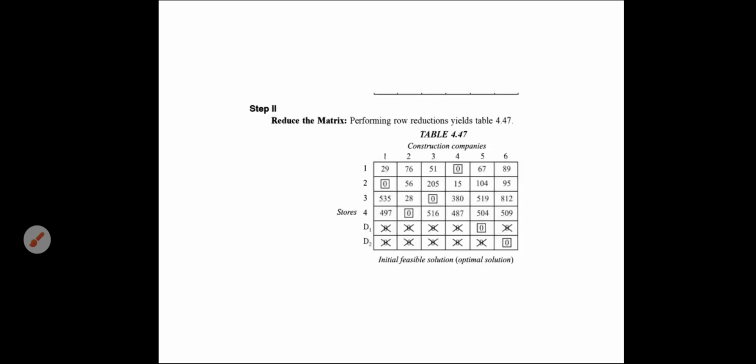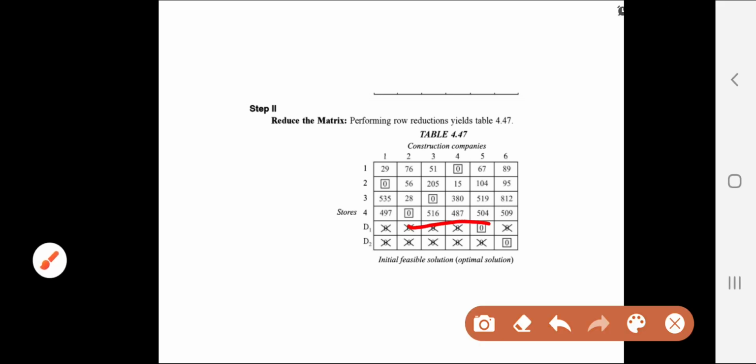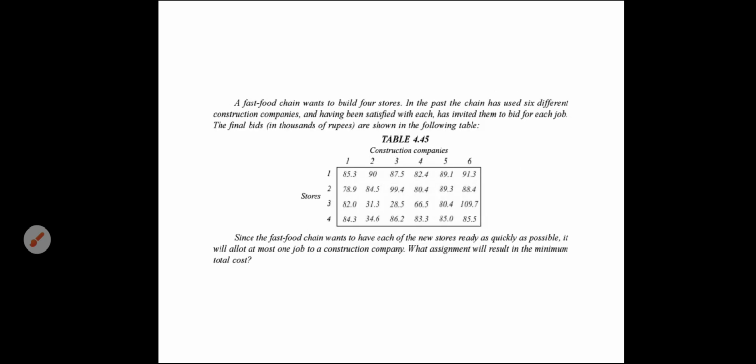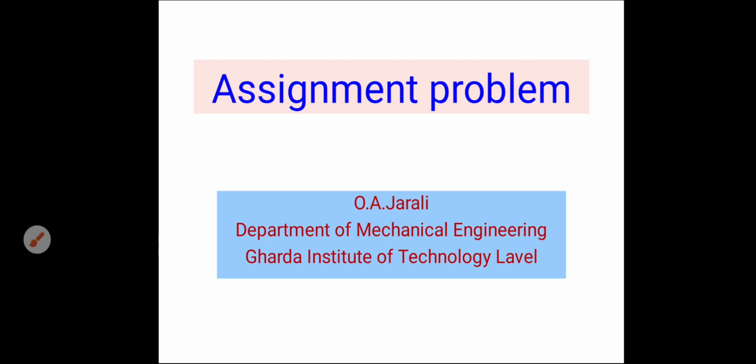And choose the 1 to 4 assignments. Here the D1 and D2 assignments have zero values, so you can neglect them in the final calculation, and the total cost is 2,24,400. So this is what the solution is. Such problems we'll see in the next lecture also. Thank you.